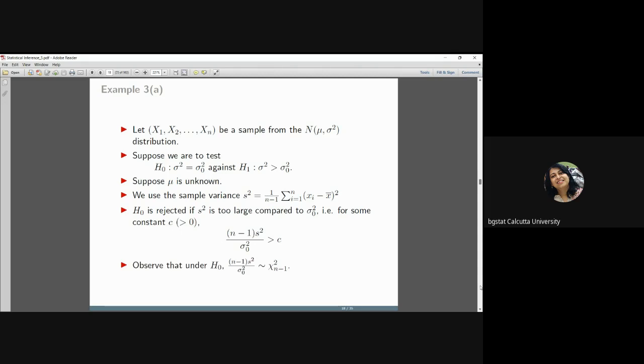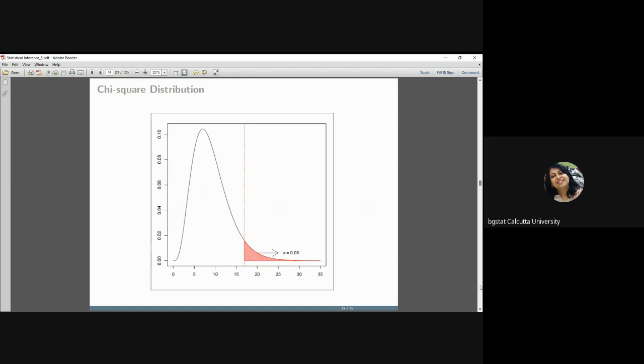Using the fact that under the null hypothesis, this quantity n minus 1 S squared by sigma naught square follows what is called a chi-square distribution with n minus 1 degrees of freedom. Again, do a recap of the notes on sampling distributions to refresh your mind about this. The chi-square distribution is another sampling distribution, and we can look up either tables or software, or make a plot like this for the appropriate chi-square distribution to find the cutoff value.